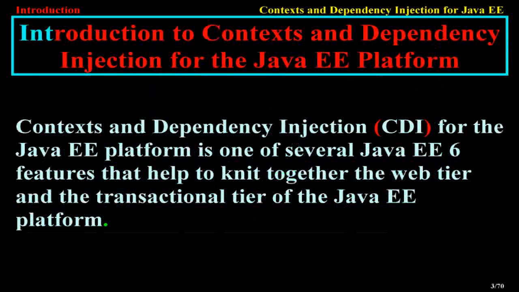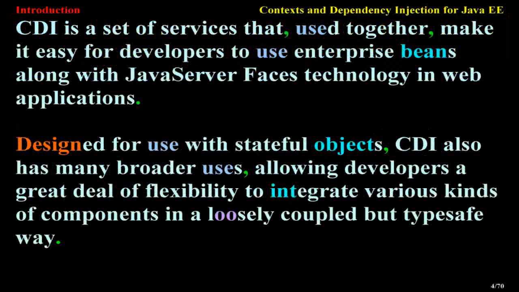Introduction to Contexts and Dependency Injection for the Java EE Platform. Contexts and Dependency Injection (CDI) for the Java EE Platform is one of several Java EE 6 features that help to knit together the web tier and the transactional tier of the Java EE Platform. CDI is a set of services that, used together, make it easy for developers to use Enterprise Beans along with JavaServer Faces technology in web applications.